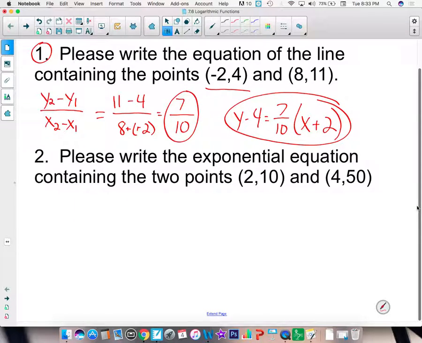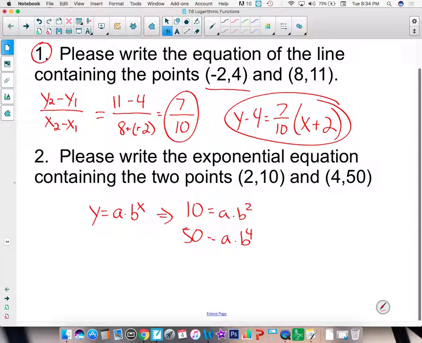Okay, if you remember with these exponential equations, we need to have 2 points to make an exponential equation. So remember, exponential equations are a times b to the x. We're going to have to divide these to get rid of the a and get a b. So we plug in our points. We have our first equation, y is 10, a times b squared, and then our second equation, y is 50, a times b to the 4th.